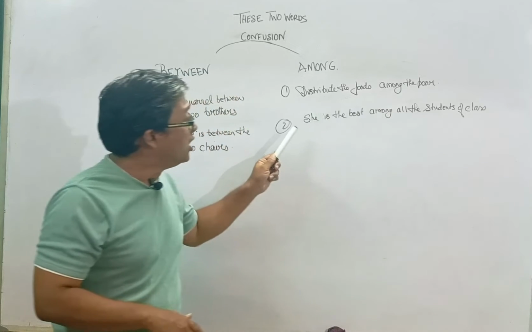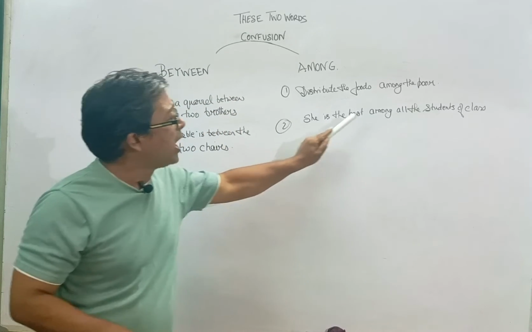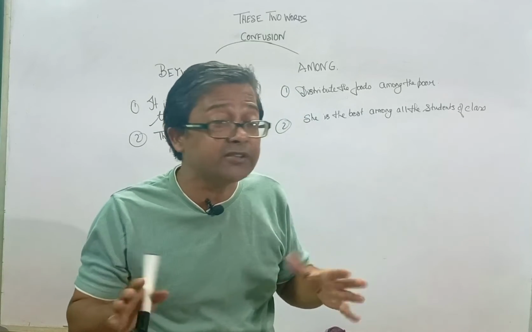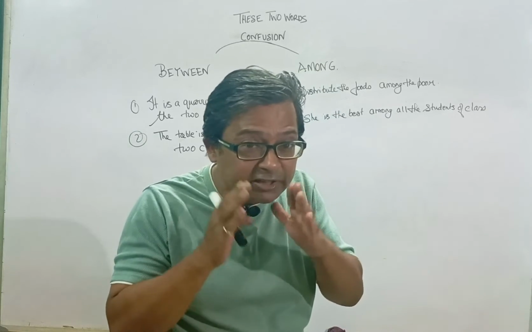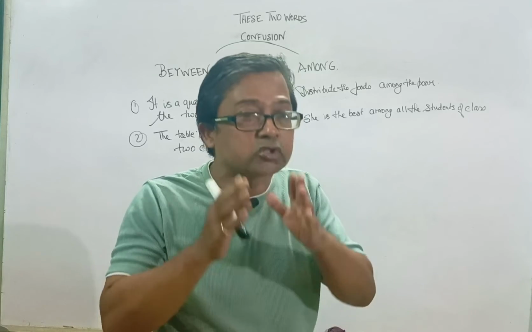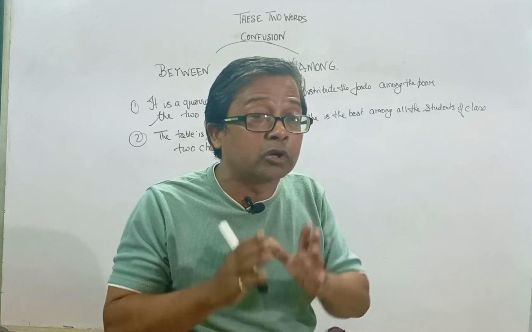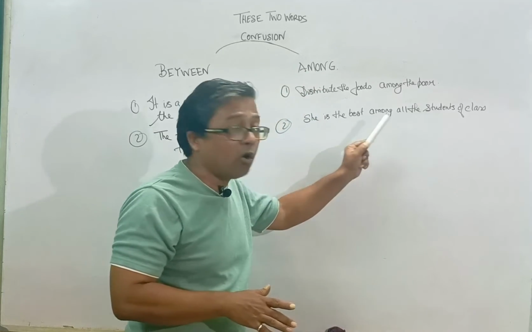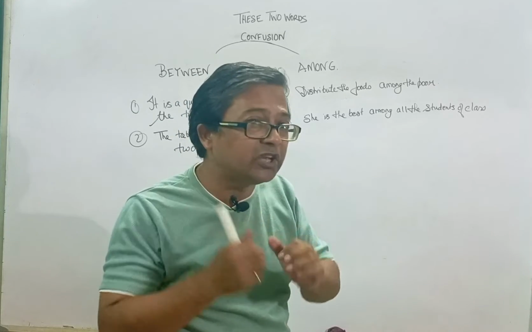And the next sentence. She is the best among all the students in the class. How many students in the class? I don't know. You don't know. But obviously there are more than two students in the class. So we use "among" when we are talking about more than two things. She is the best among all the students in the class. So don't you think it's very easy?